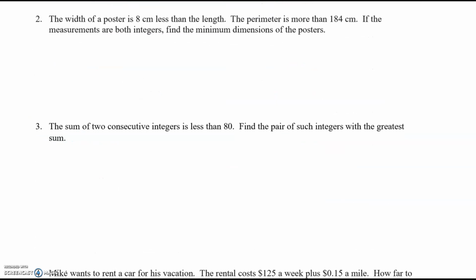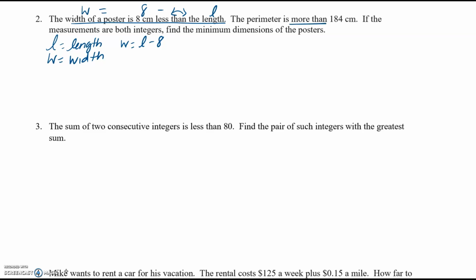Number 2, the width of a poster is 8 centimeters less than the length. The perimeter is more than 184 centimeters. If the measurements are both integers, find the minimum dimensions of the poster. Okay, so I'm going to use my typical L equals length and W equals width. And it says the width of the poster is 8 centimeters less than the length. Okay, so I'm going to write that. I'm going to say width equals L minus 8 because less than means subtract.